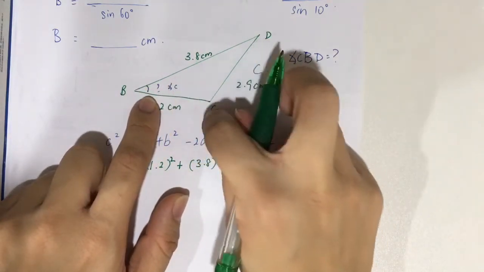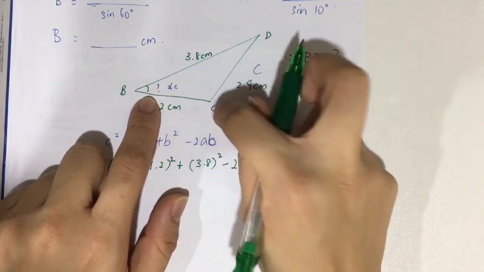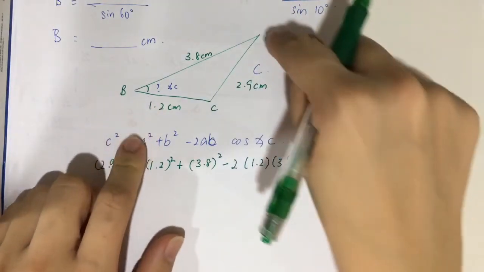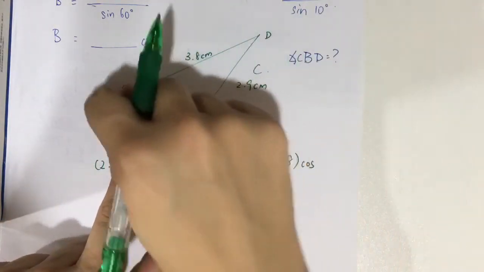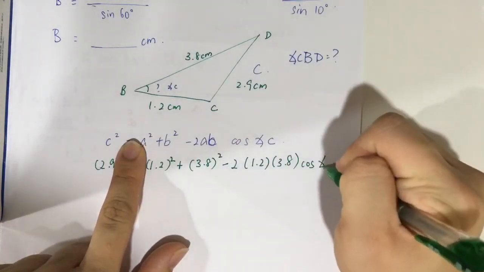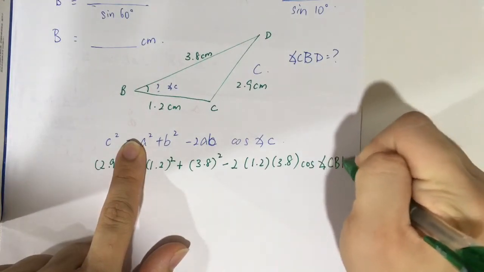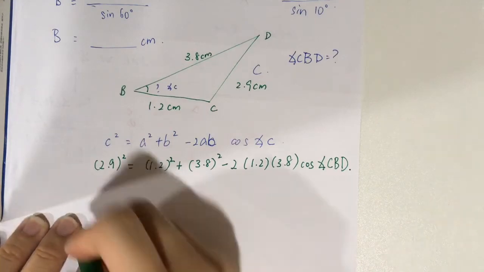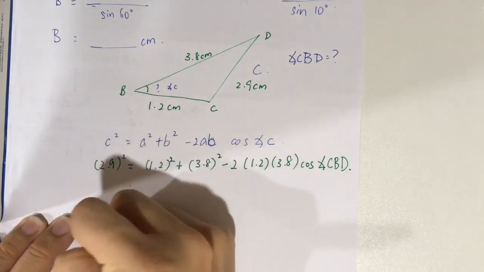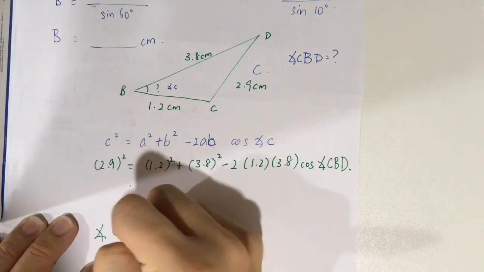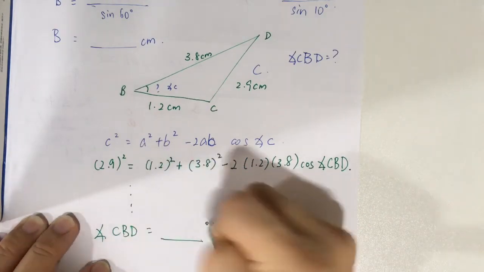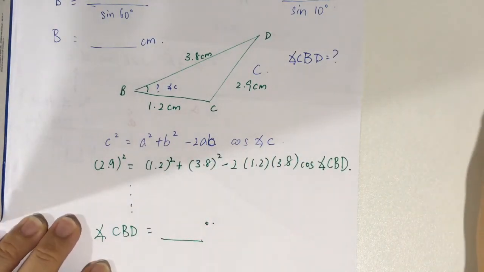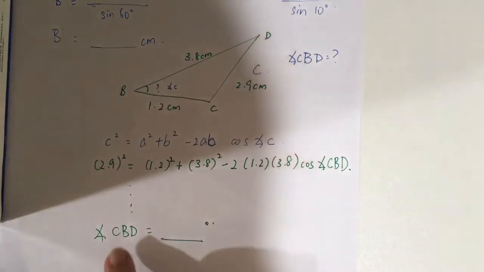It's a bit confusing. If you write angle C, people may think that it's this one. So the answer to the question is CBD. So angle CBD. Then you solve for angle CBD. Then you will get the answer. Okay, so roughly this is the main gist of trigonometry.